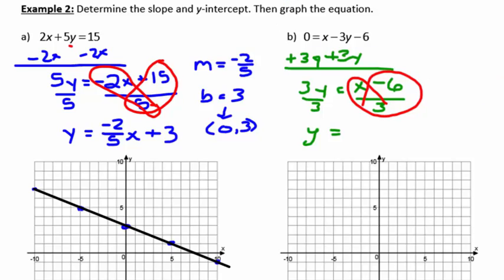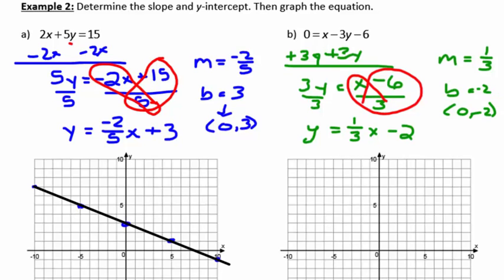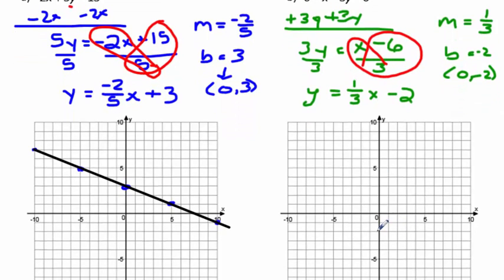The current coefficient of x is 1. Divided by 3 is going to make that 1/3 x minus, and 6 divided by 3 is 2. So for this equation, my slope is going to be 1/3, and my b value is -2, which gives us a y-intercept of (0, -2). Let's graph those things. (0, -2).